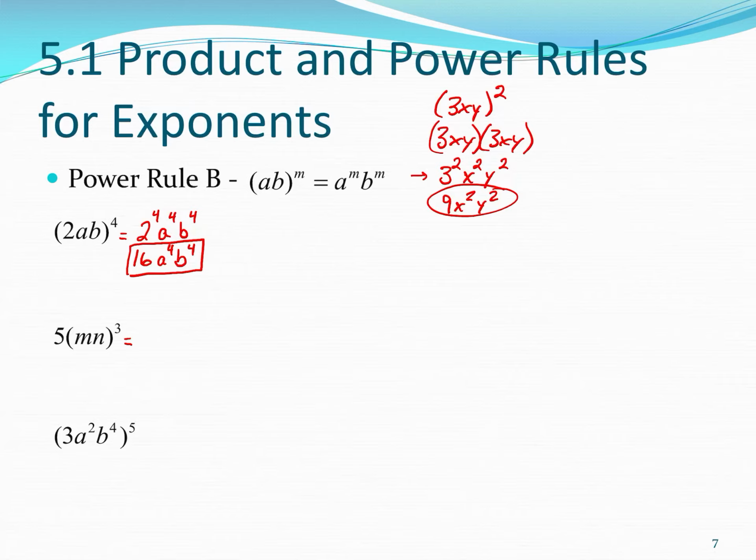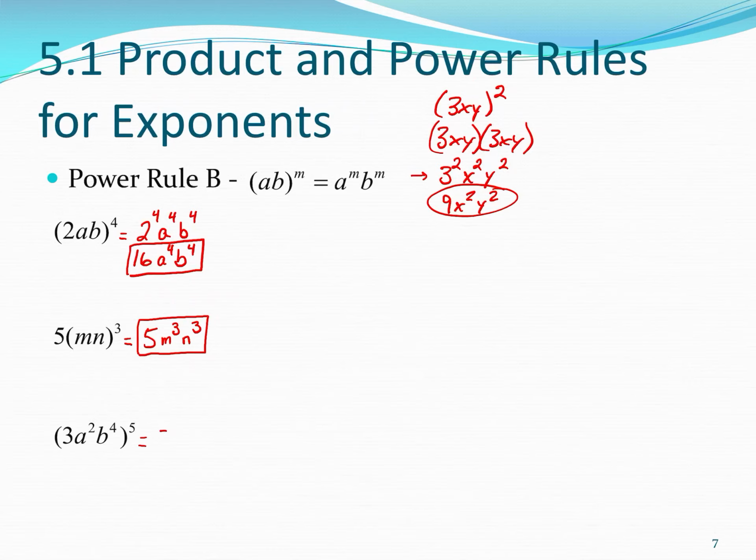Now, look at the next one. What gets the power here? Hopefully you say m and n. And my question would be, well, why not the 5? And hopefully you say, well, it's not in parentheses. It's not part of the base. It's not getting the power. And that's exactly right. So that 5 is just going to stay 5. And then m is going to get the 3rd power, and n gets the 3rd power. And then there's nothing else you can do with that. It is simplified. And so there's our answer.